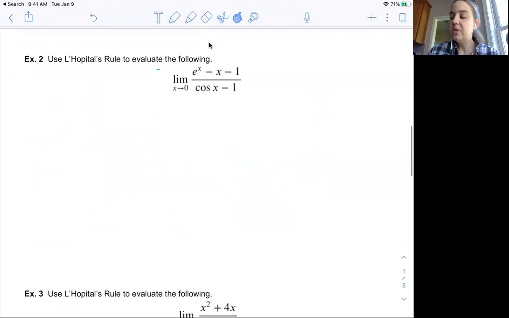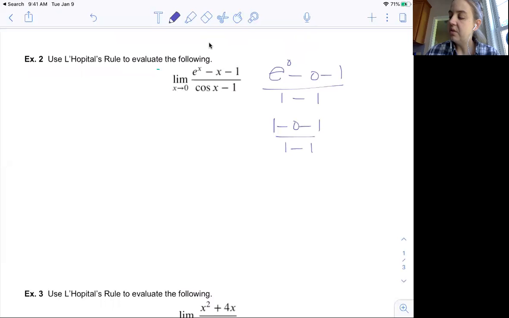Now, example 2, use L'Hopital's rule to evaluate the following. If we have this, we have to put 0 in place of the x. So this is e to the 0 minus 1 over cosine of 0 minus 1. Cosine of 0 is 1. If you get stuck on that, consult your unit circle. So e to the 0 is 1, minus 1 over 1 minus 1. This is 0 over 0. So yep, we got that 0 over 0 piece.